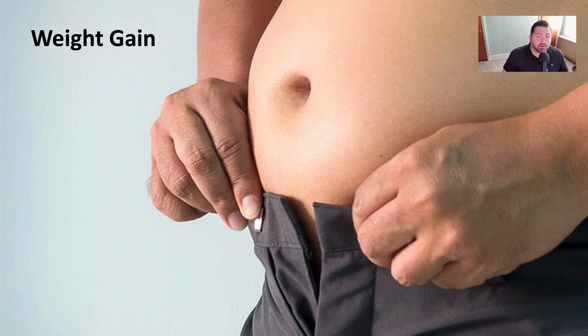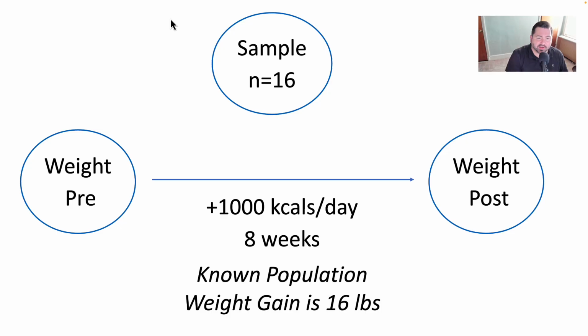This is by far one of the more famous studies that have been conducted in the field of weight gain. The premise of the study was that they took a group of 16 participants and they measured their weight at baseline, and then they instructed them to eat 1,000 calories extra per day for 8 weeks. At the end of the 8 weeks, they then measured their weight again and then determined how much weight each person gained during that time span.